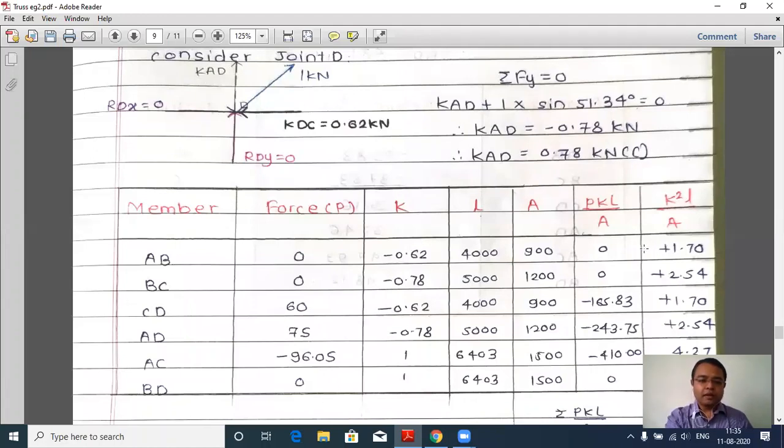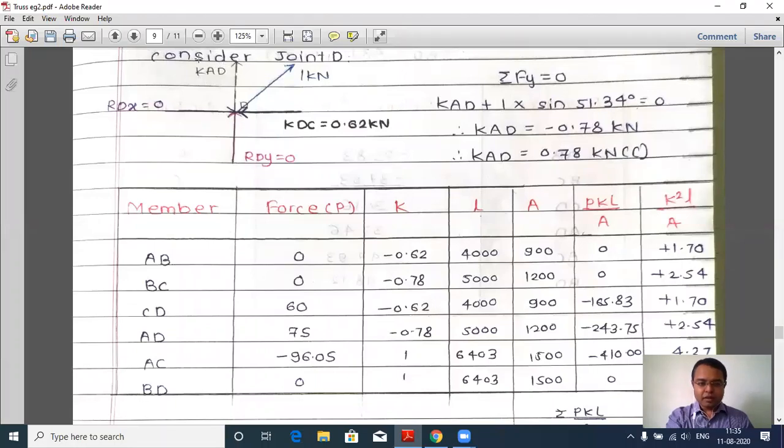So now, the last part, that is drawing this table. Write down the names of every member. Write down P forces and K forces. Writing down P forces means we analyze the truss twice, once by considering P forces and once by considering K forces. While writing these forces, consider tension as positive and compression as negative.